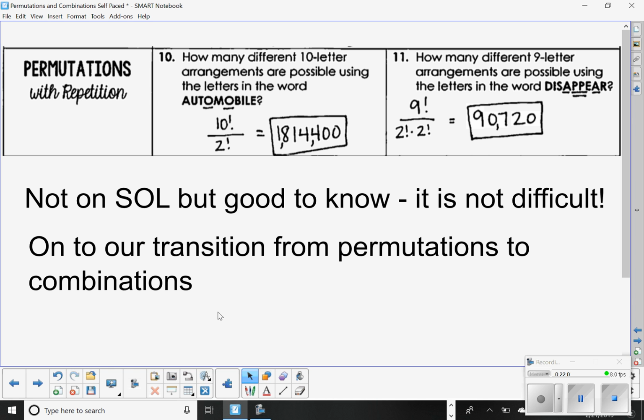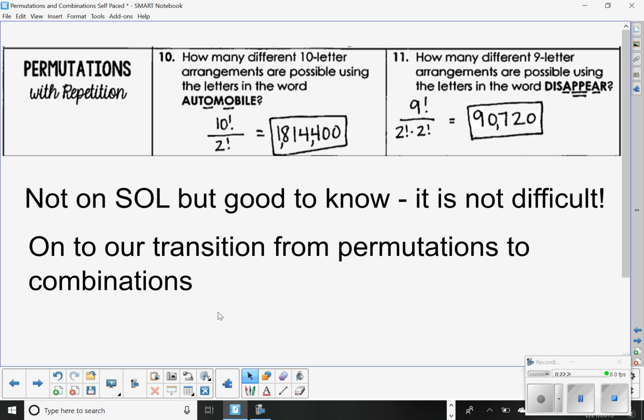Okay, first off, you got to look at, in both of these words, there are letters that appear multiple times. So in automobile, I can't tell the difference between one O and another O. So therefore, I take the 10 factorial, my 10 different arrangements, and I have to divide it by the 2 factorial because it doesn't matter which O I used.